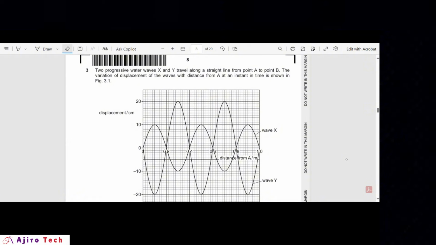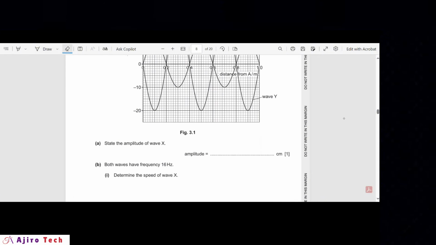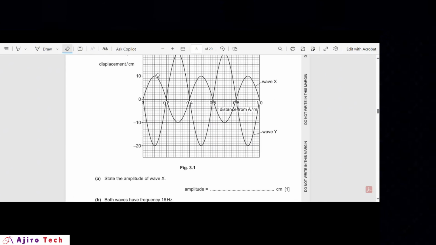Now we have this. State the amplitude of X. Amplitude means maximum displacement from the equilibrium. This is the maximum, X from here to here. So that is what we are looking for. That is 10 centimeters.